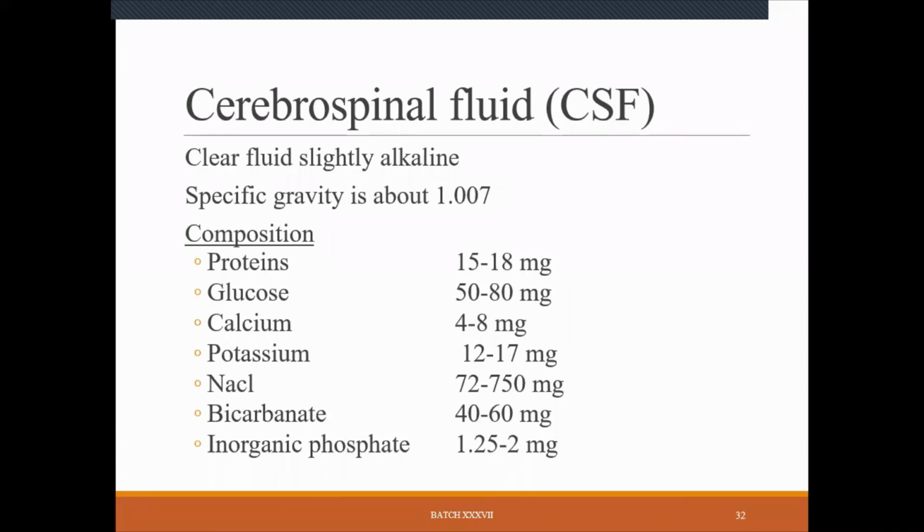So cerebrospinal fluid is a clear fluid, just like water, slightly alkaline, and the specific gravity is about 1.007, and it contains protein, glucose, calcium, potassium, sodium chloride, bicarbonate, and inorganic phosphates. Right? So you can see that those are in very tiny amounts.